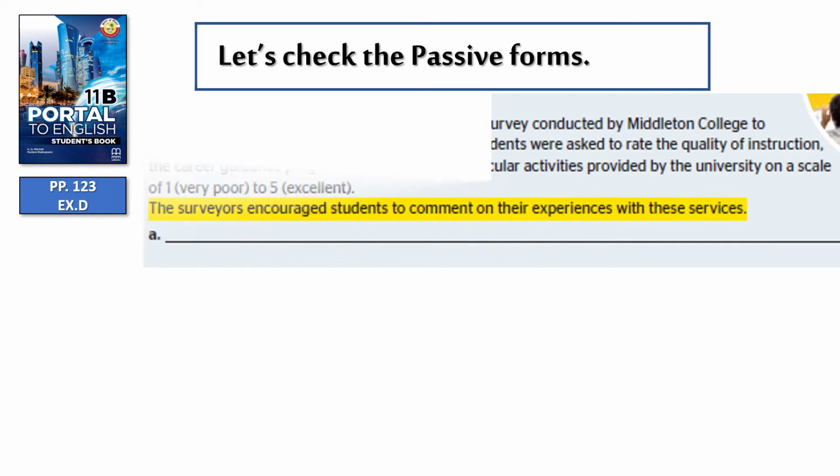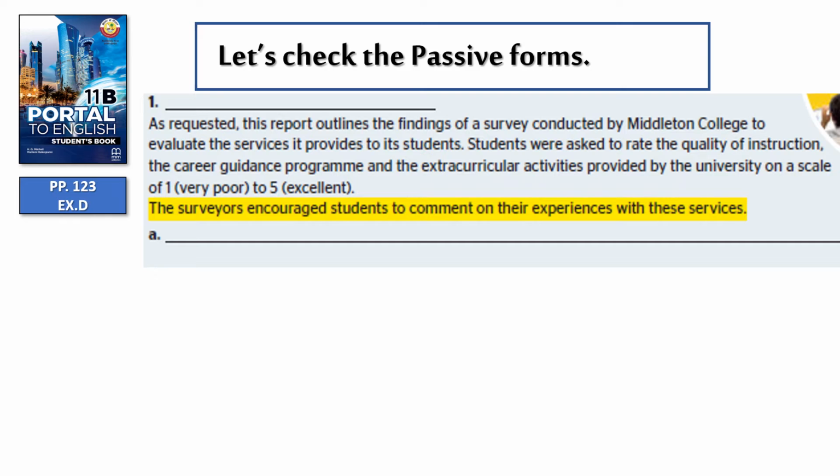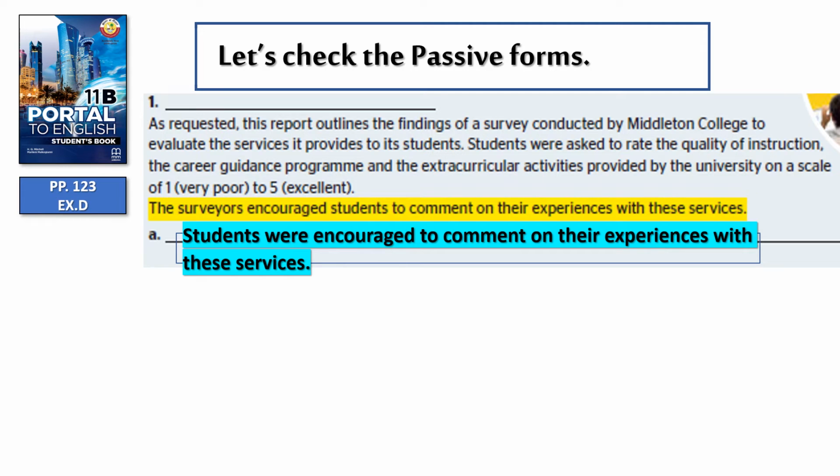My dear students, now let's check the passive forms. Here is the first shaded sentence: The surveyors encouraged students to comment on their experiences with these services. As you know, before changing the sentence into the passive form, we should divide the sentence into the subject, the verb, and the object. The surveyors, subject; encouraged, verb; students, object; and to comment on, complement. So the answer is: students were encouraged to comment on their experiences with these services.